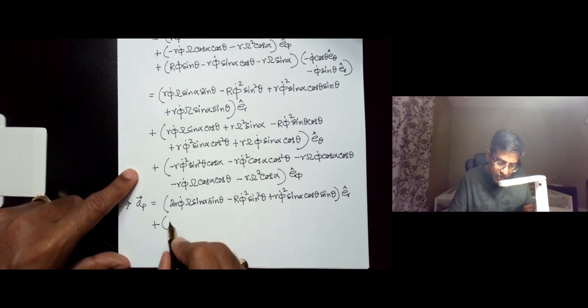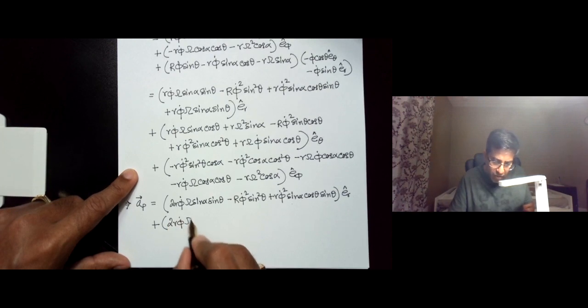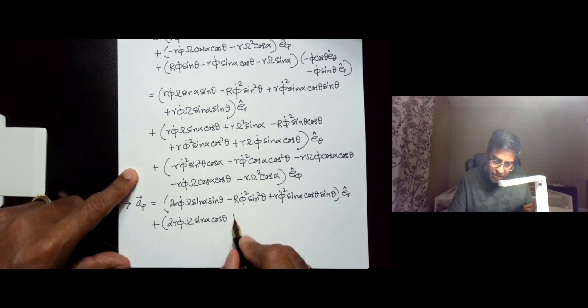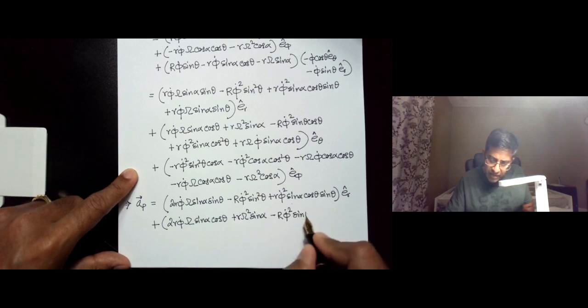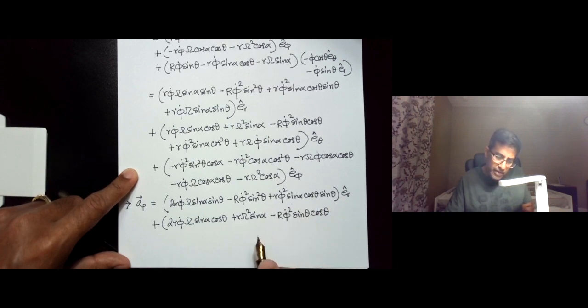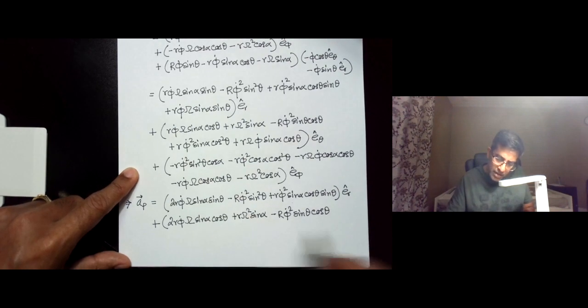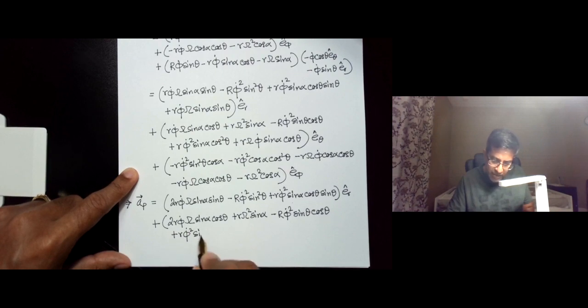These two terms are going to get added, so you'd have 2r phi dot omega sine alpha cosine theta plus r capital Omega squared sine alpha minus r phi dot squared sine theta cosine theta plus r phi dot squared sine alpha cosine squared theta, and this is the coefficient of E theta.